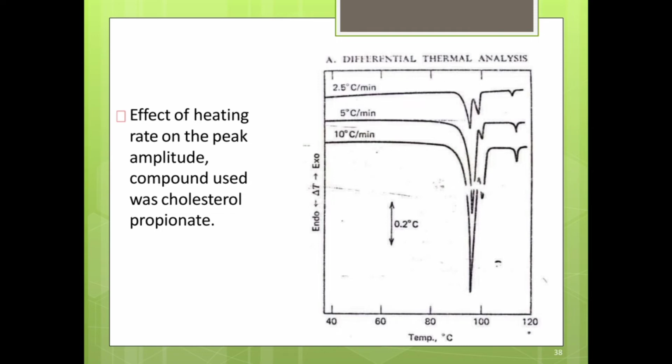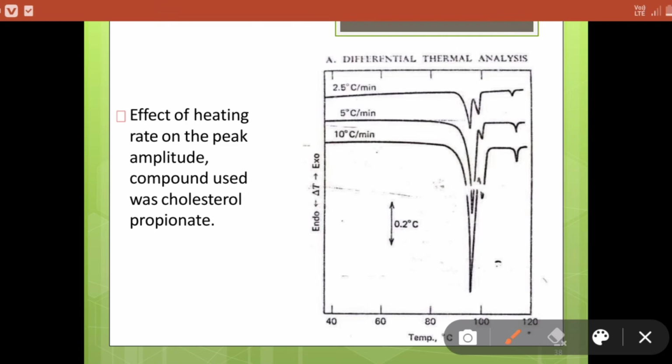Here is a case study in differential thermal analysis: the effect of heating rate on peak amplitude of a compound. With the increase in the temperature per minute, the sharper peak and the higher amplitude peak was observed.